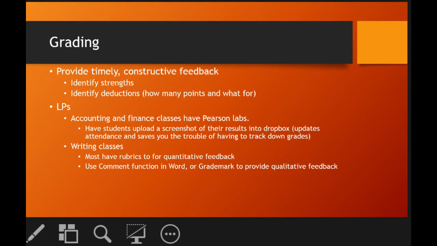With the other classes where you have a writing assignment, most of the classes will have a rubric that you can and should use, and I'll show you guys where that is. And that's for the quantitative feedback. So you can choose exemplary, and then you click on the box, or exceeds expectations, and you click on the box. I'll show you what that looks like. But in addition, the rubric only gives quantitative feedback. You'll need to give qualitative feedback as well.